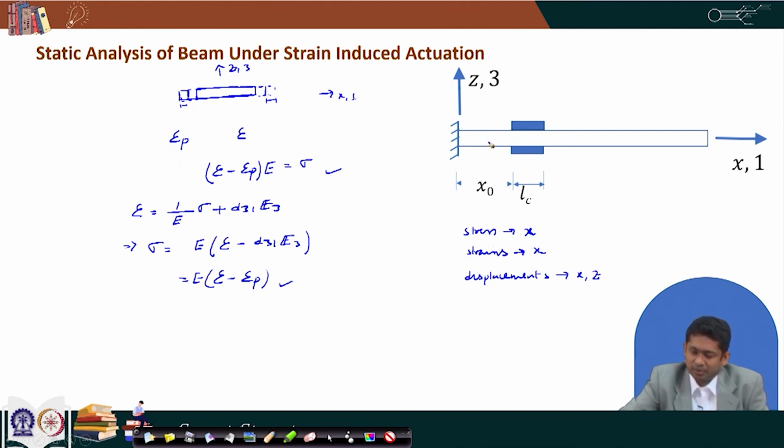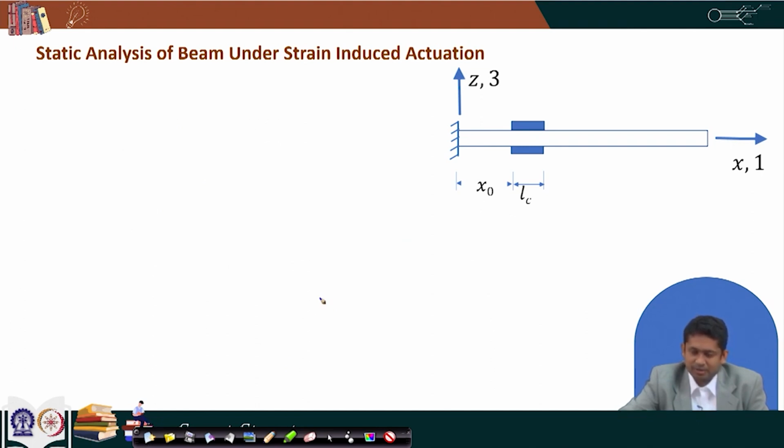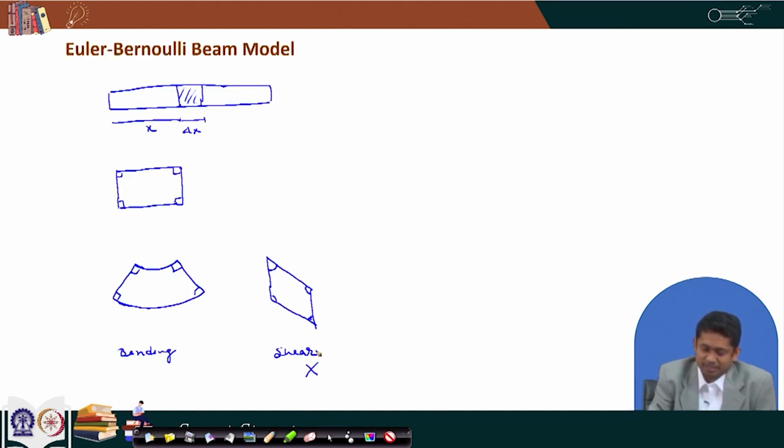Now, while doing this analysis we will be using two approaches. One is Euler-Bernoulli beam based approach and another is block force based approach. So, let us start with the Euler-Bernoulli beam based approach. In the deformation the effect of shear is not incorporated. The assumption is that the entire deformation is due to bending only.